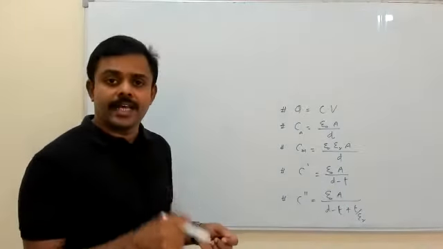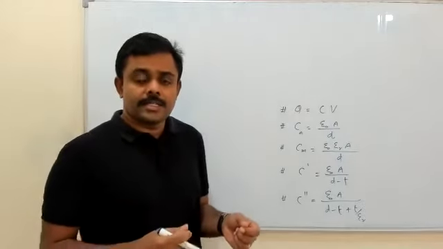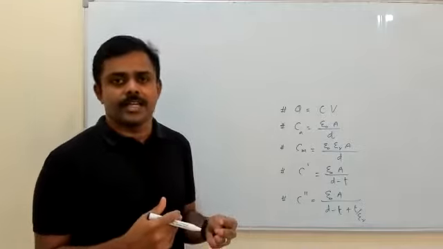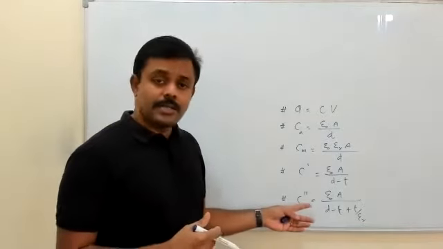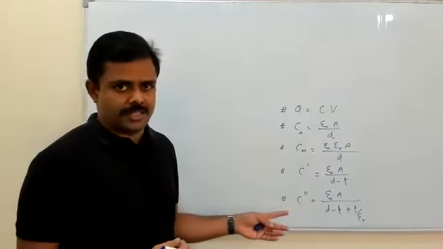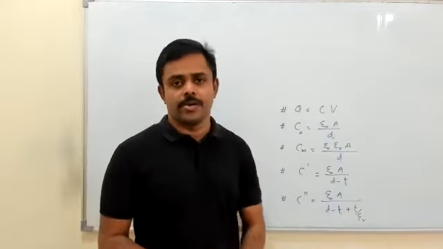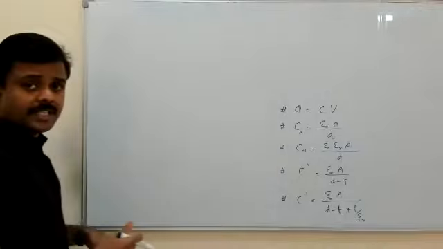And then if you're introducing a dielectric slab, what does that mean? A dielectric is a medium, or a material, that shows some electrical effects. And it has a dielectric constant. So it is epsilon 0 A by D minus T plus T by epsilon R. So these were the equations that we saw yesterday.